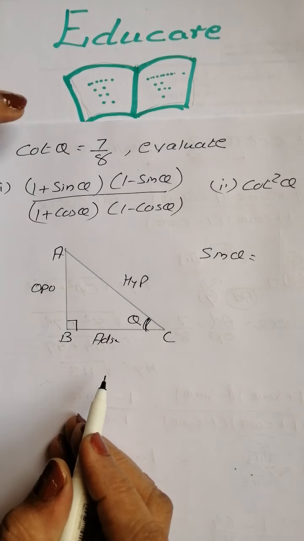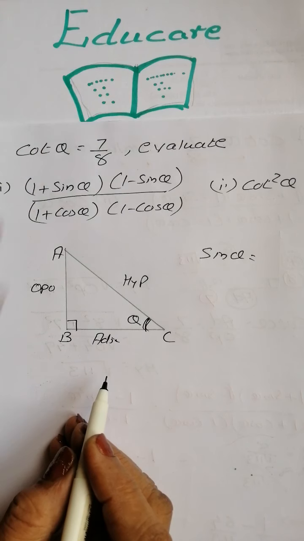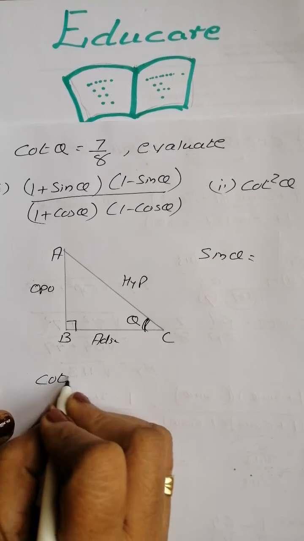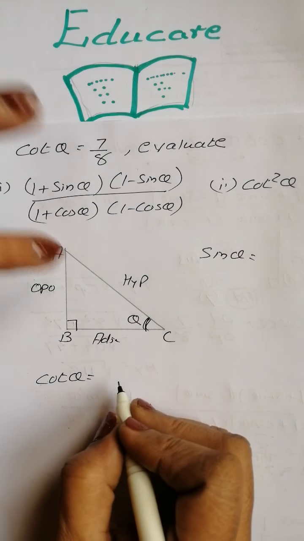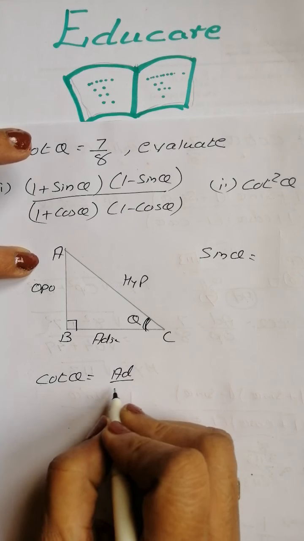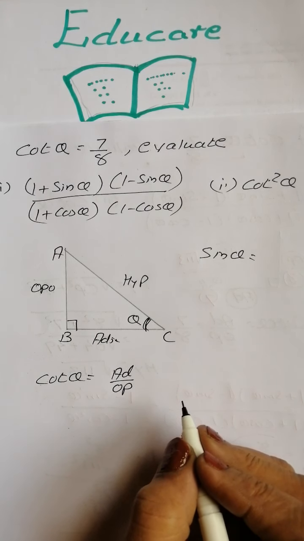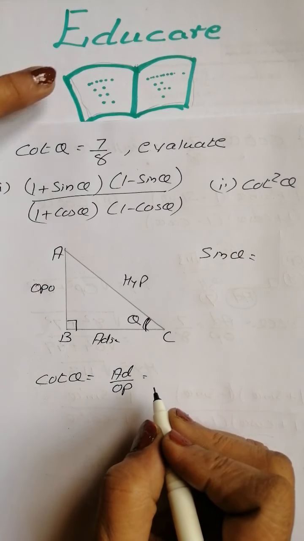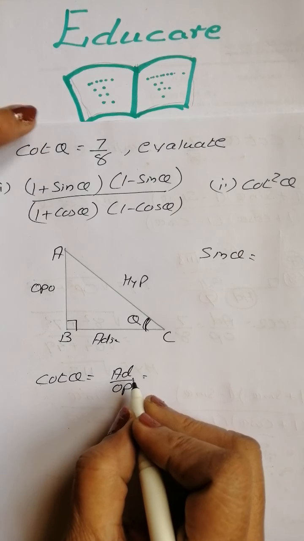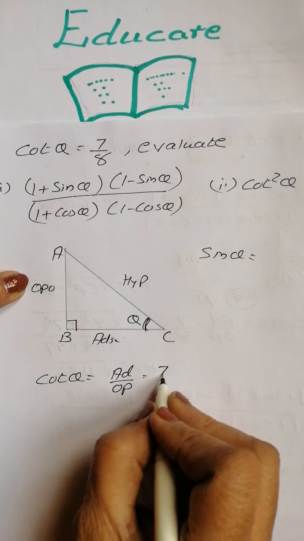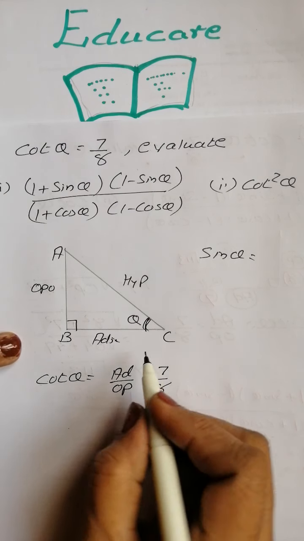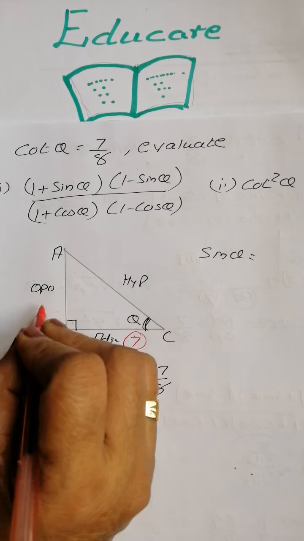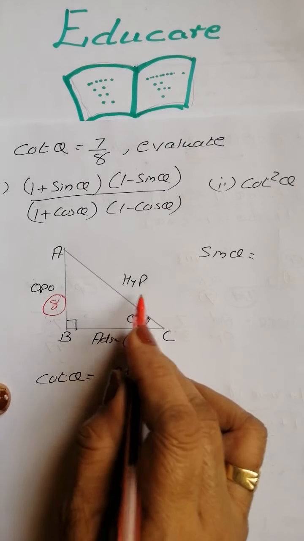Now we have to find what is sine theta. They have given cot theta is equal to 7 by 8. What is cot theta? Cot theta is equal to adjacent by opposite. This we have done in the first part, so if you have any doubt, just go through my first part of trigonometry. Adjacent by opposite, and they have given 7 by 8. In place of adjacent, we will write 7, and in place of opposite, we will write 8. Now we have to find out the hypotenuse.